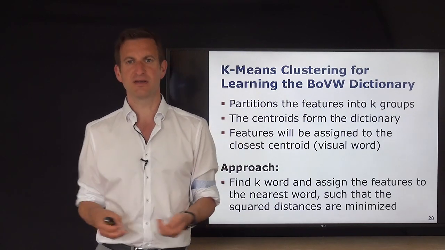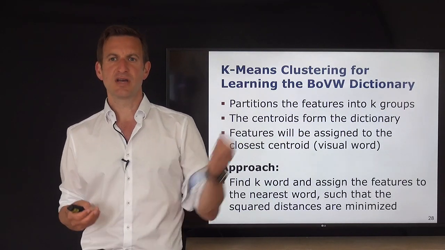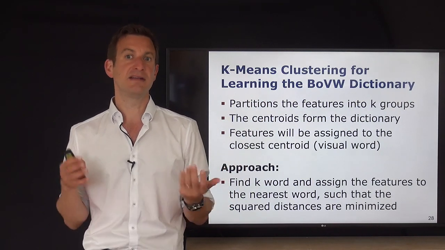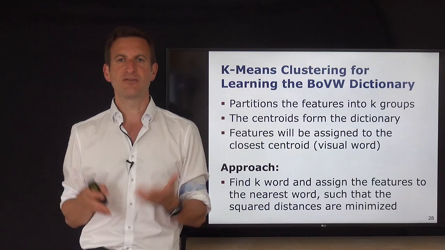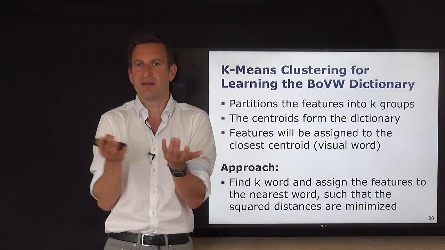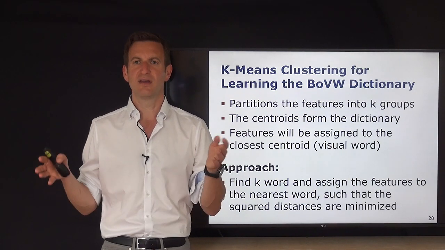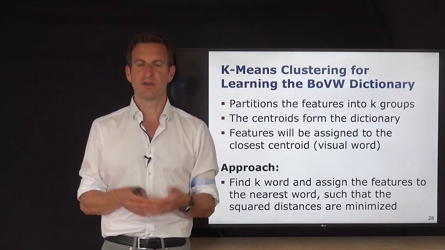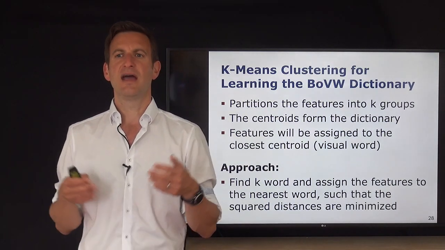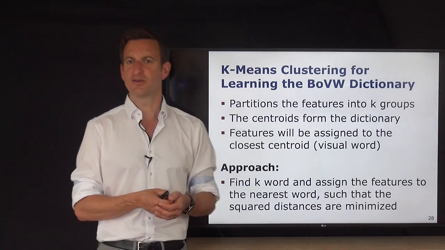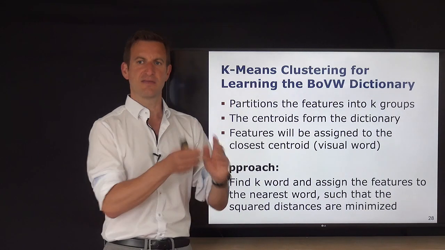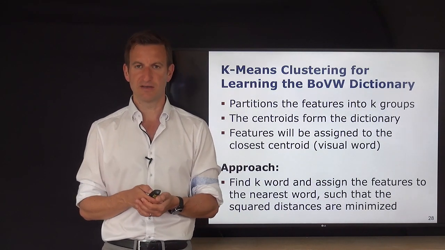And then if I have a feature detection in an image, I will assign this feature to the closest centroid in my dictionary. Maybe I have a maximum distance that I allow for, and if the feature is too far away from any word, I say okay, I ignore this feature. But otherwise, I will assign it to the closest visual word. So what the k-means approach does is generate k words and assign the features always to the nearest word, and it does so in a way that the squared distances between the features and the visual words are minimized.